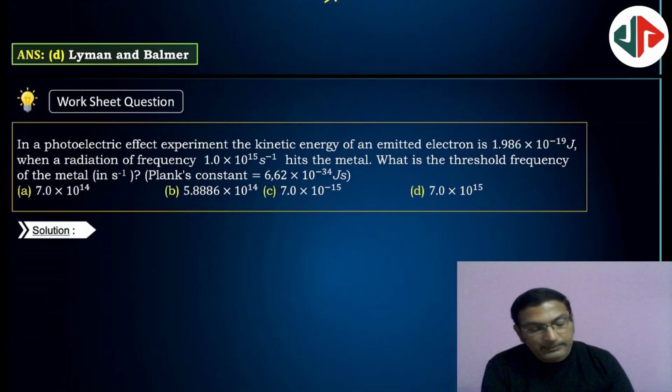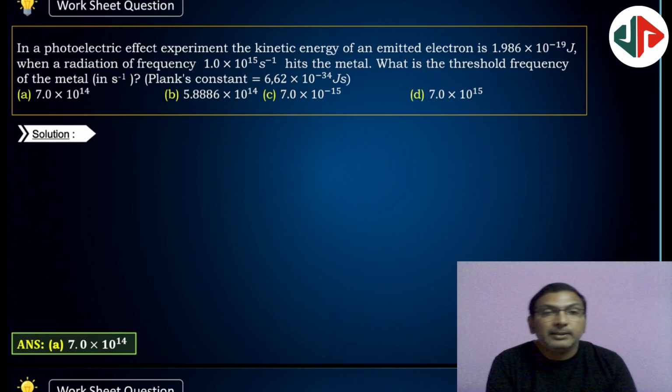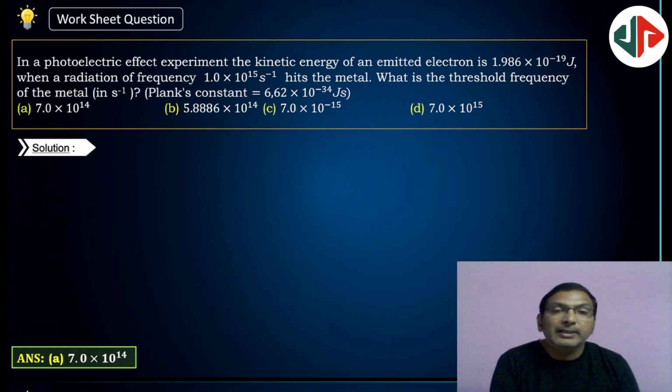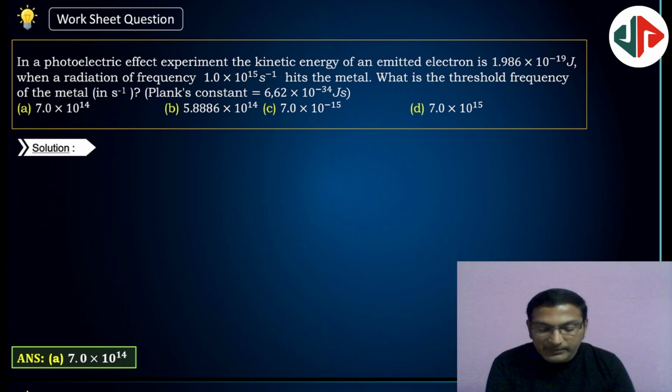Okay, next question. In photoelectric effect experiment, kinetic energy of an emitted electron is 1.986 into 10 power minus 19 joules, when a radiation of frequency 1.0 into 10 power 15 second inverse hits the metal. What is threshold frequency of metal in second inverse? Here Planck's constant is given as 6.62 into 10 power minus 34 joule second.